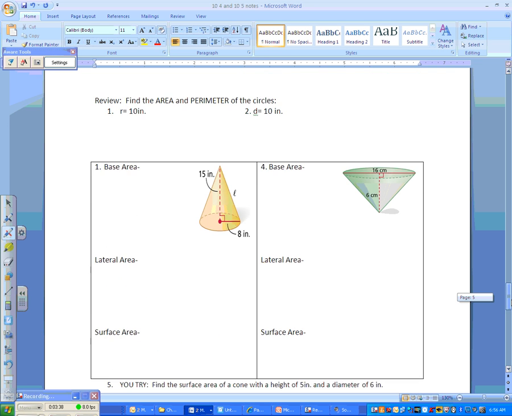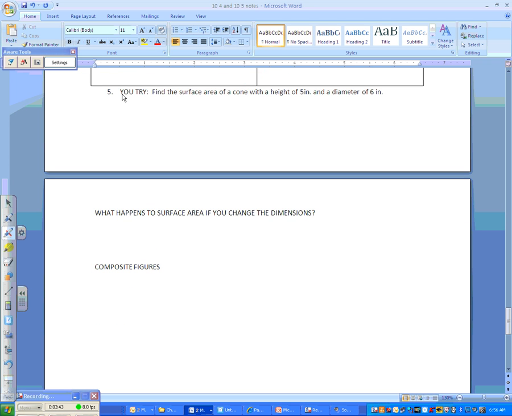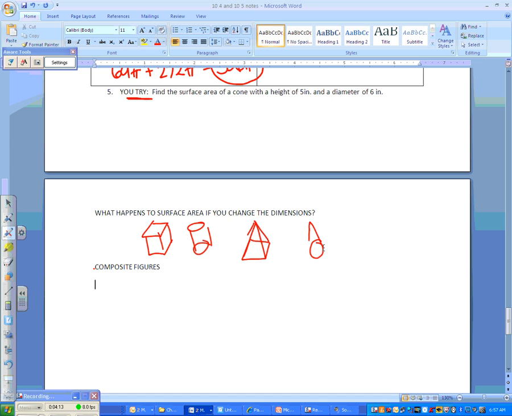Okay. So one last thing I want to talk to you guys about. CP, you can try this one as well. I want to talk about what happens to surface area in any figure that we've talked about so far if you change the dimensions. And I also want to remind you guys what composite figures are. So what happens to surface area if you change dimensions? We've talked about prisms. We've talked about cylinders. We've talked about square pyramids and triangular pyramids. And we've talked about cones now. So we've talked about 4 different figures.